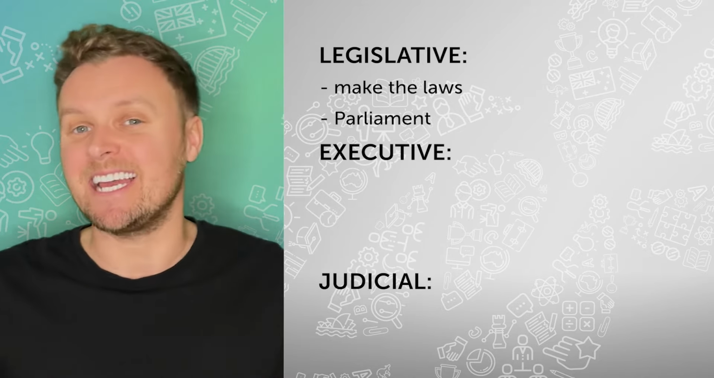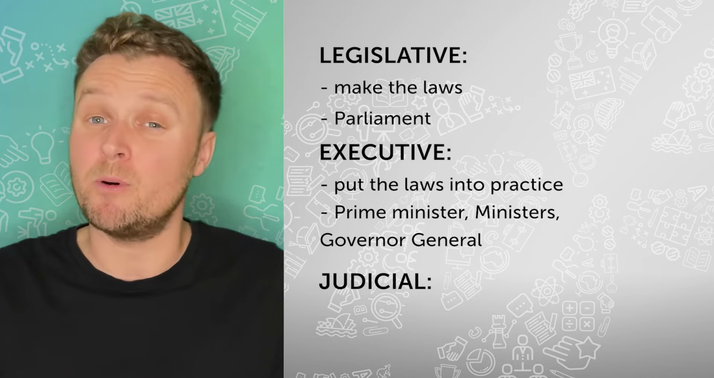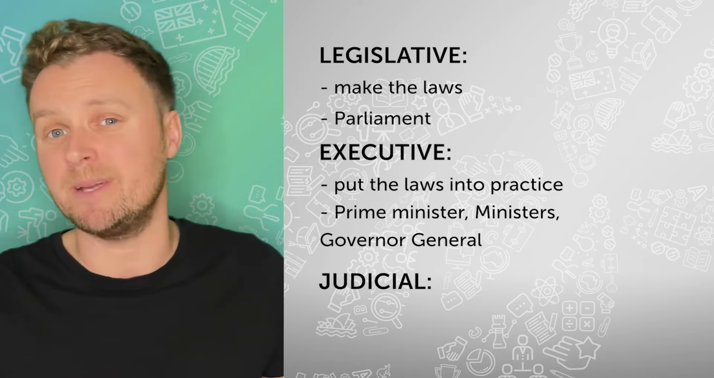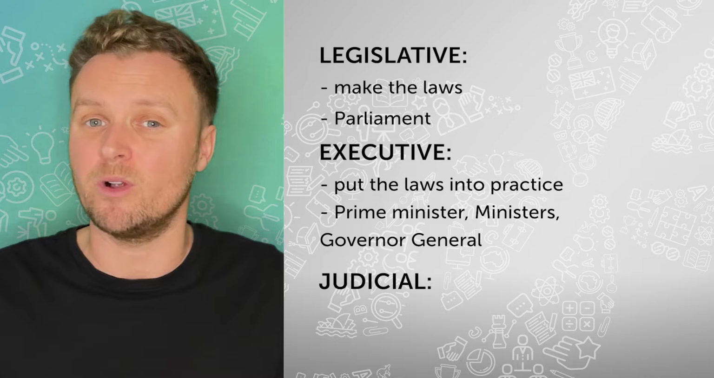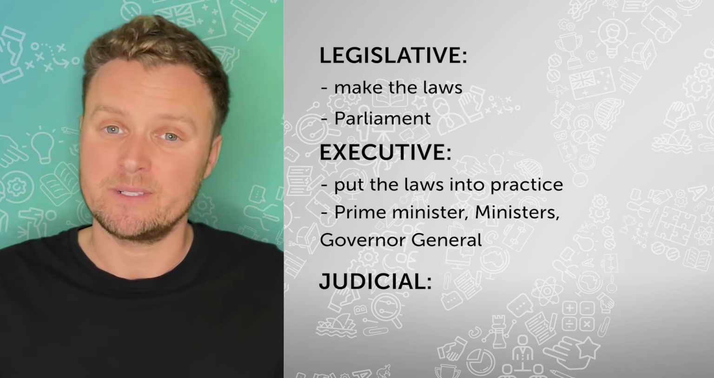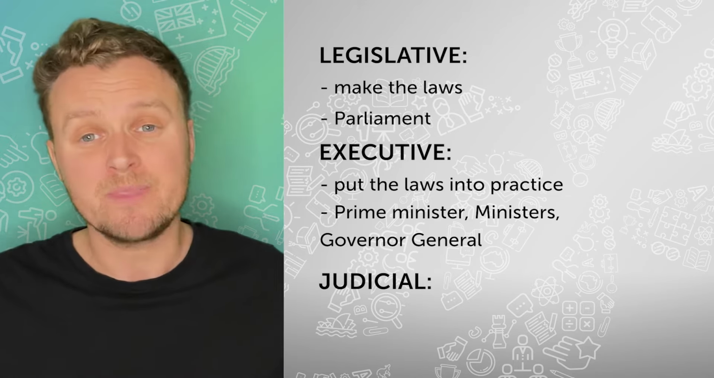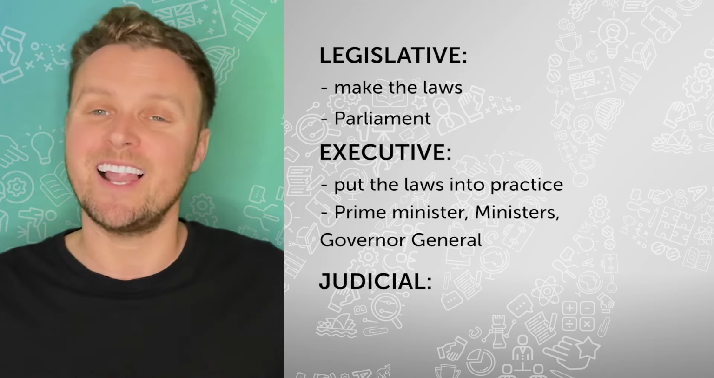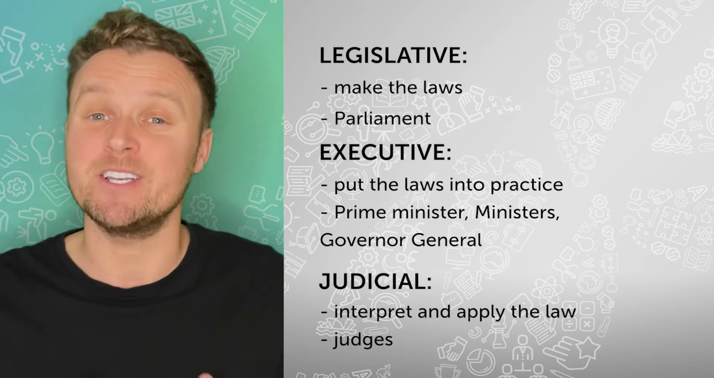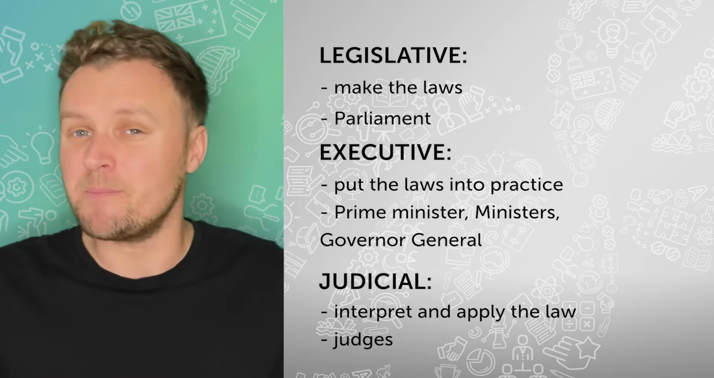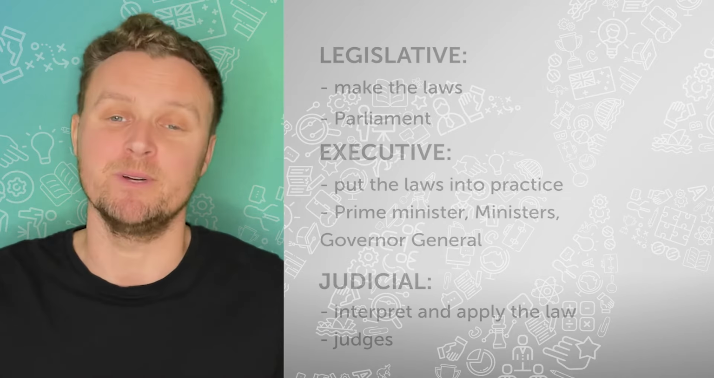Next up is the executive power, which is the power to put the laws into practice. The Prime Minister, Australian government ministers, and the Governor-General make up the executive. Ministers are responsible for government departments like health, education, etc. Lastly, the judicial power is held by judges who have the power to interpret and apply the law. They are independent of the Parliament and the government.